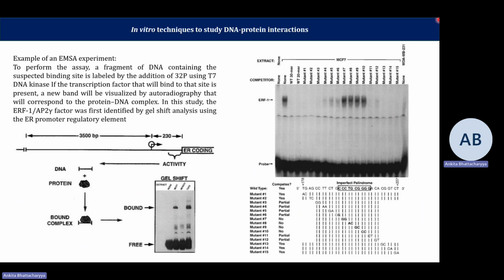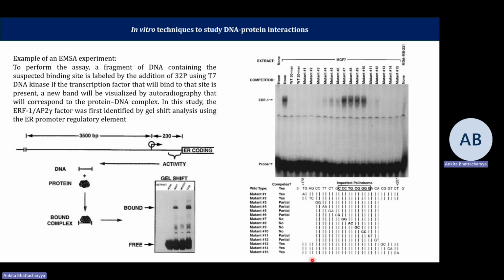So here you have MCF7 cells and MDA-MB-231, which are breast cancer cells. In a breast cancer cell where there is no competitor, nothing else present, when you have your wild type 13-mer sequence to which the protein ERF1 AP2 gamma is able to bind, you will find this particular band to be present.